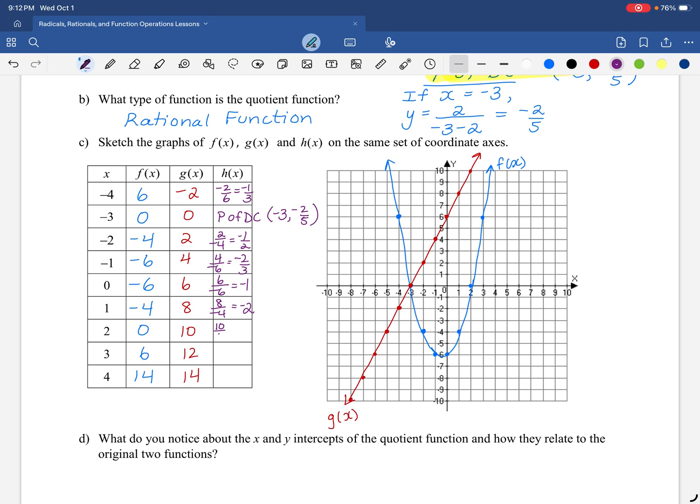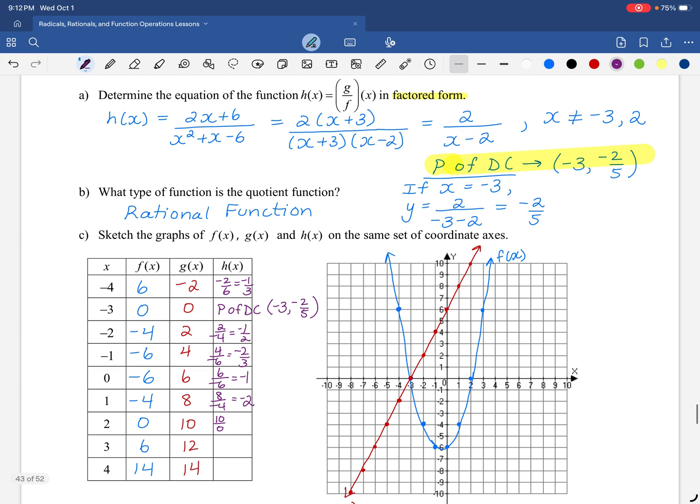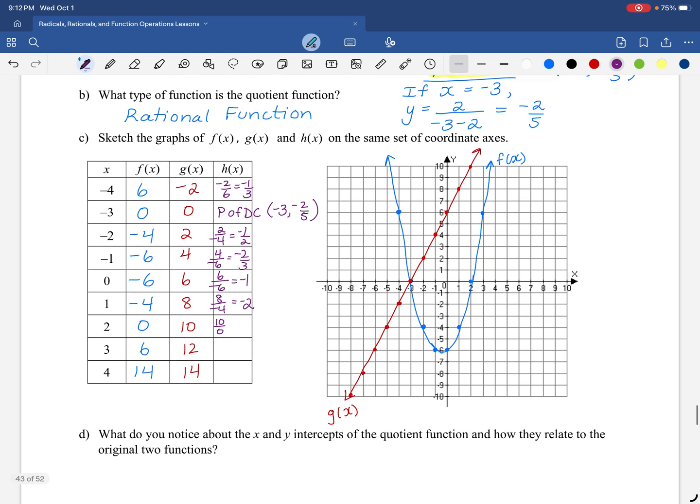Well, that makes sense, because didn't we say up here that our other problem was when x was 2? When x was 2, we had a non-permissible value. It was your vertical asymptote. So this one is actually undefined, and we know that this is going to create a vertical asymptote on our graph. Moving on. 12 over 6, this is 2. And then 14 over 14, this is just a 1. So see how now we're tying everything together. All that stuff we learned in lesson 5 is coming back when we do these quotient functions.